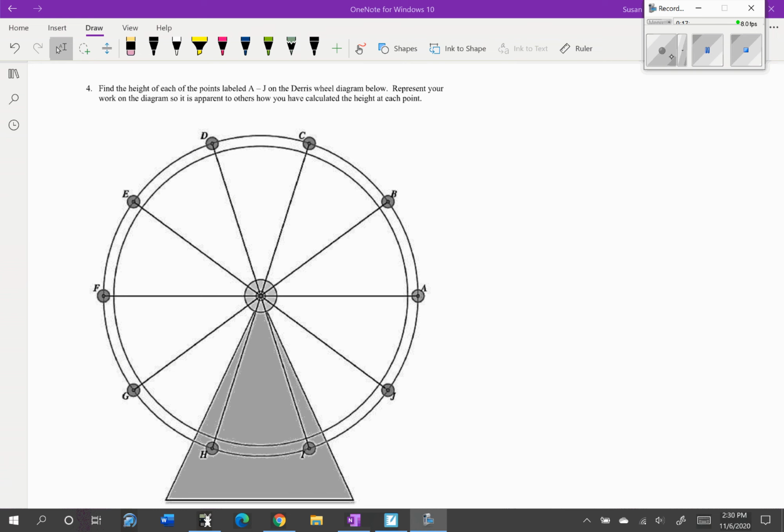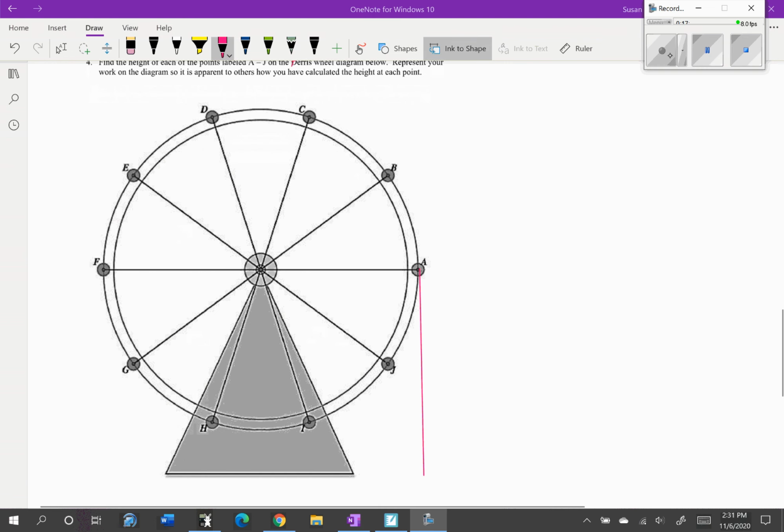So it says, find the height of each of the points labeled A through J on the Ferris wheel diagram below. Represent your work on the diagram so it is apparent to others how you have calculated the height at each point. So we already know that A, from here all the way down to the ground, is 30 feet because that was given to us. So that means F is also at 30 feet because again, that was given to us. So how can we figure out what the height of each of these different values is going to be?